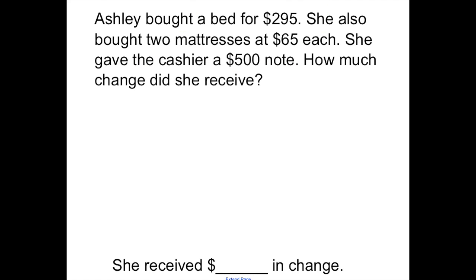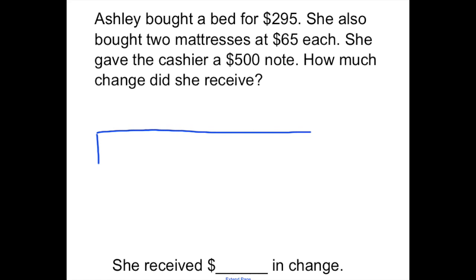Ashley bought a bed for $295. She also bought 2 mattresses at $65 each. She gave the cashier a $500 note. That means $500 of money. How much change did she receive? Now remember, this is a problem where a total amount of money was given, and we want to find part of that. We want to find how much was given back. So that means that this must be a part-whole problem.